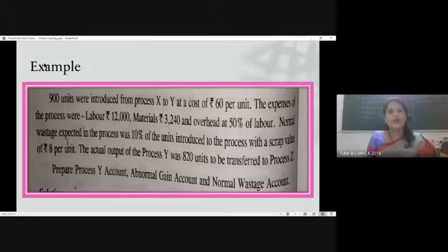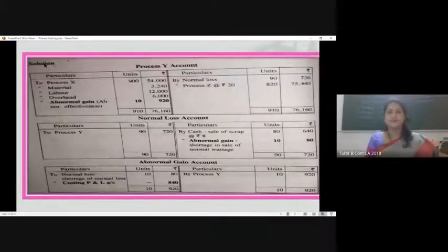Now we are looking into how we adjust this in our entries. As we said in our previous discussion, this will be debited to the respective process account and credited to the abnormal gain account since it is a gain. Let's see how it is done. The first one in front of us is the process Y account, and we can see that abnormal gain is debited to process Y account.